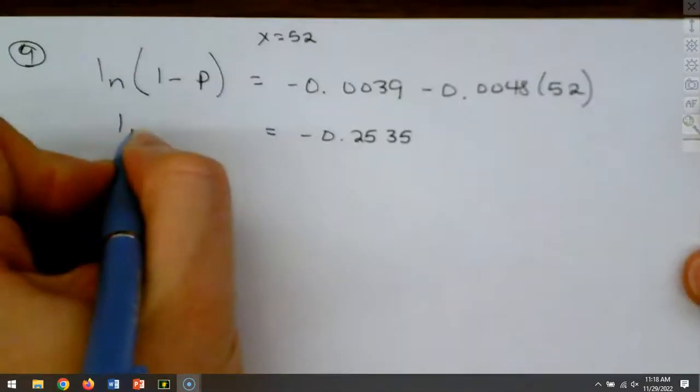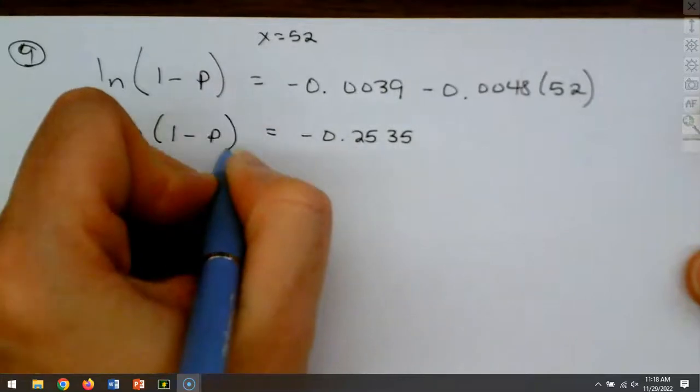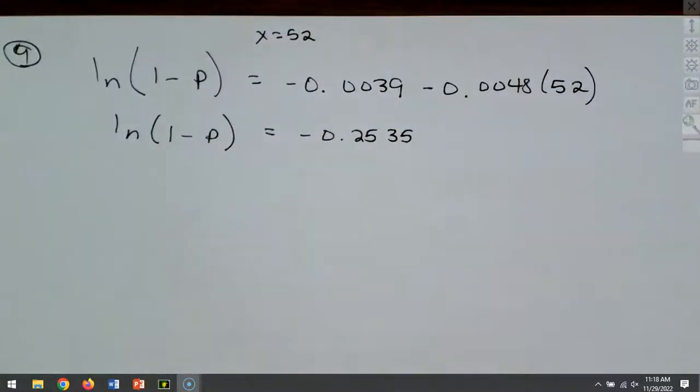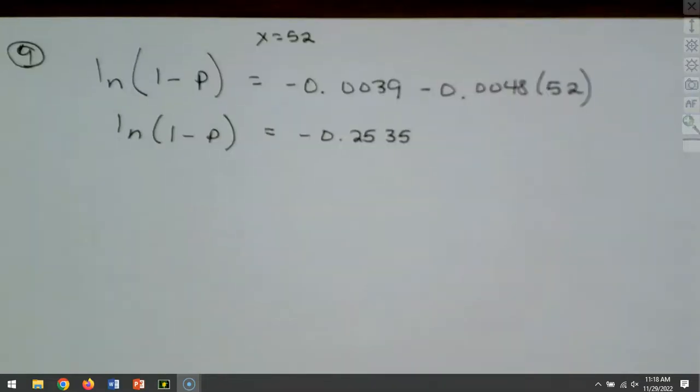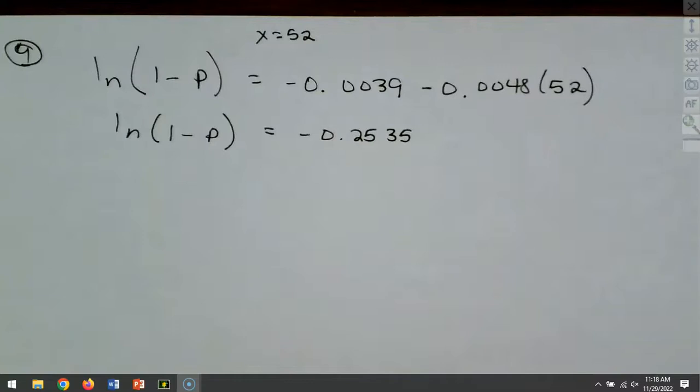And that equals the natural log of 1 minus P. Okay, so how do we get rid of an ln? Does anyone remember? Okay, how do we get rid of an e? We use an ln, right? So if we have an ln, how do we get rid of it? We use an e. So take e of both sides.